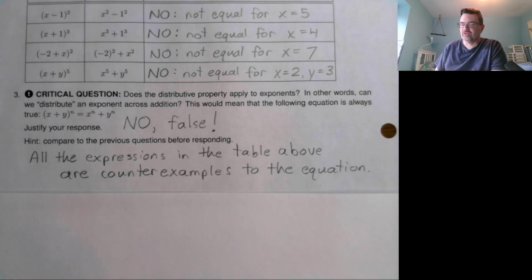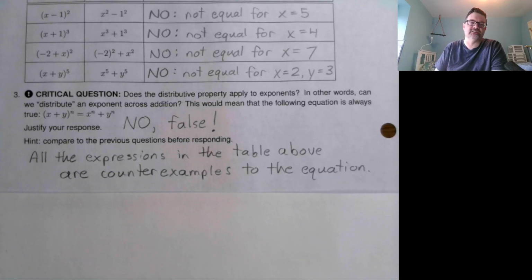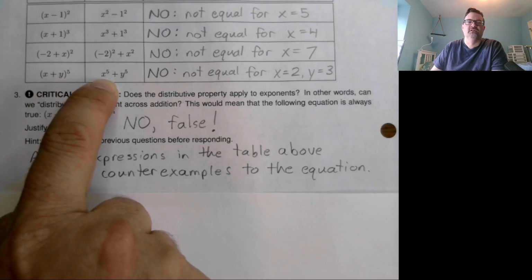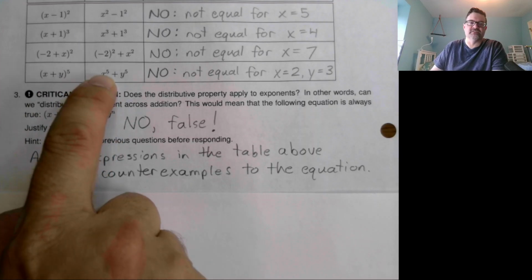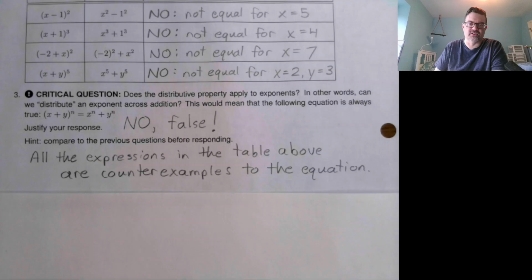And so all of these rows up in the table are counterexamples to this sort of thing. This would be the example where we have a 5 in for n specifically, and they don't come out the same when you have a 2 in for x and a 3 in for y.